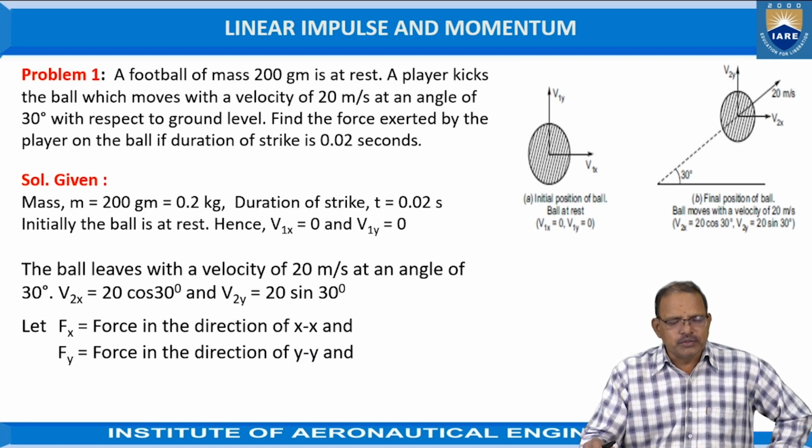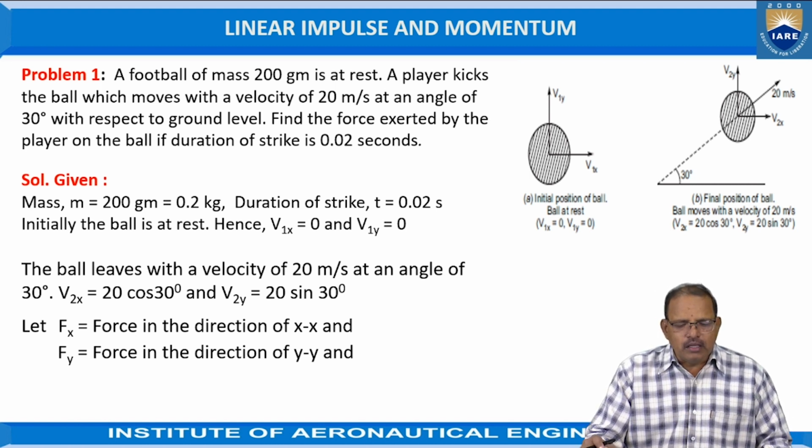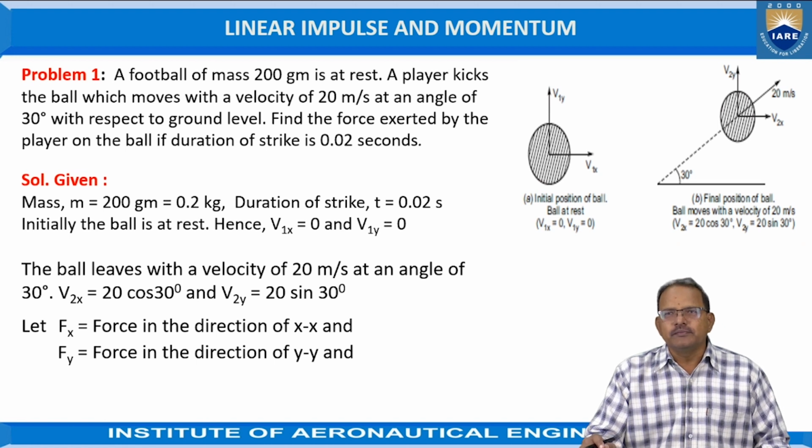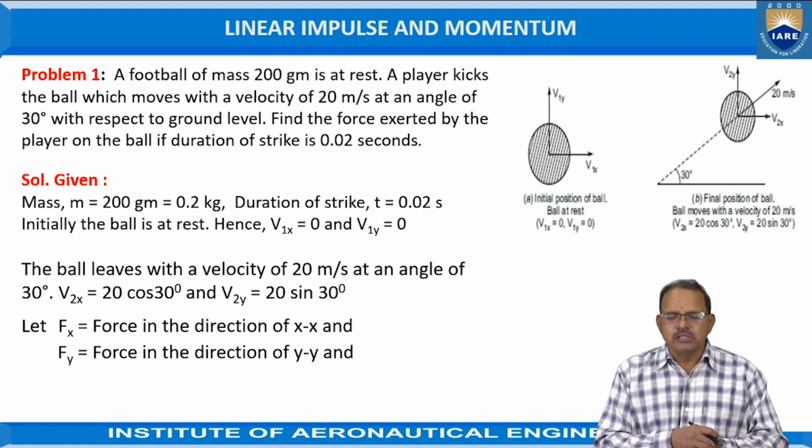Now, based on these equations, we are taking one problem here. A football of mass 200 grams is at rest. A player kicks the ball, which moves with a velocity of 20 meters per second at an angle of 30 degrees with respect to the ground level. Find the force exerted by the player on the ball. The duration of the kick is 0.02 seconds.